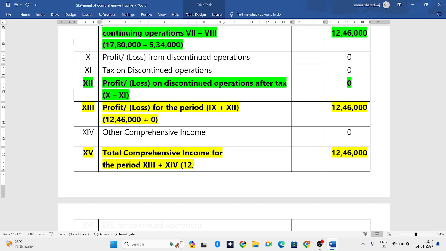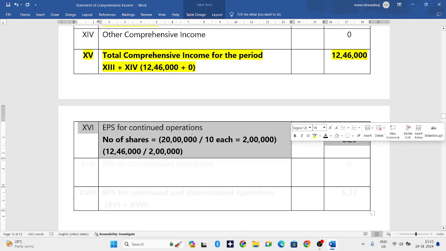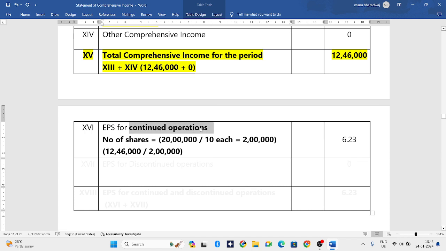How did we get this? 12,46,000 is a total profit plus comprehensive income. For this we have to add the comprehensive income, that is zero. When you add, you again get 12,46,000 as answer. From this we have to find out next component, that is EPS. Now first we have to find out the EPS for continued operations.